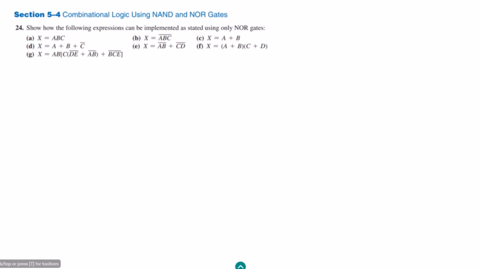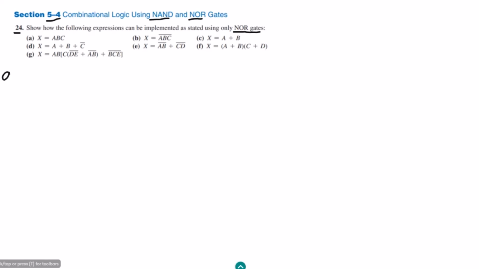Welcome back, guys. So this is question 24 in section 5.4, and in previous questions you have seen that we have been implementing the logic expressions by using the NAND or NOR gates. This is one of the same parts of our questions, and here we have to show how the following expressions can be implemented as stated using the NOR gates. So we have to implement all of these parts by using the NOR gates.